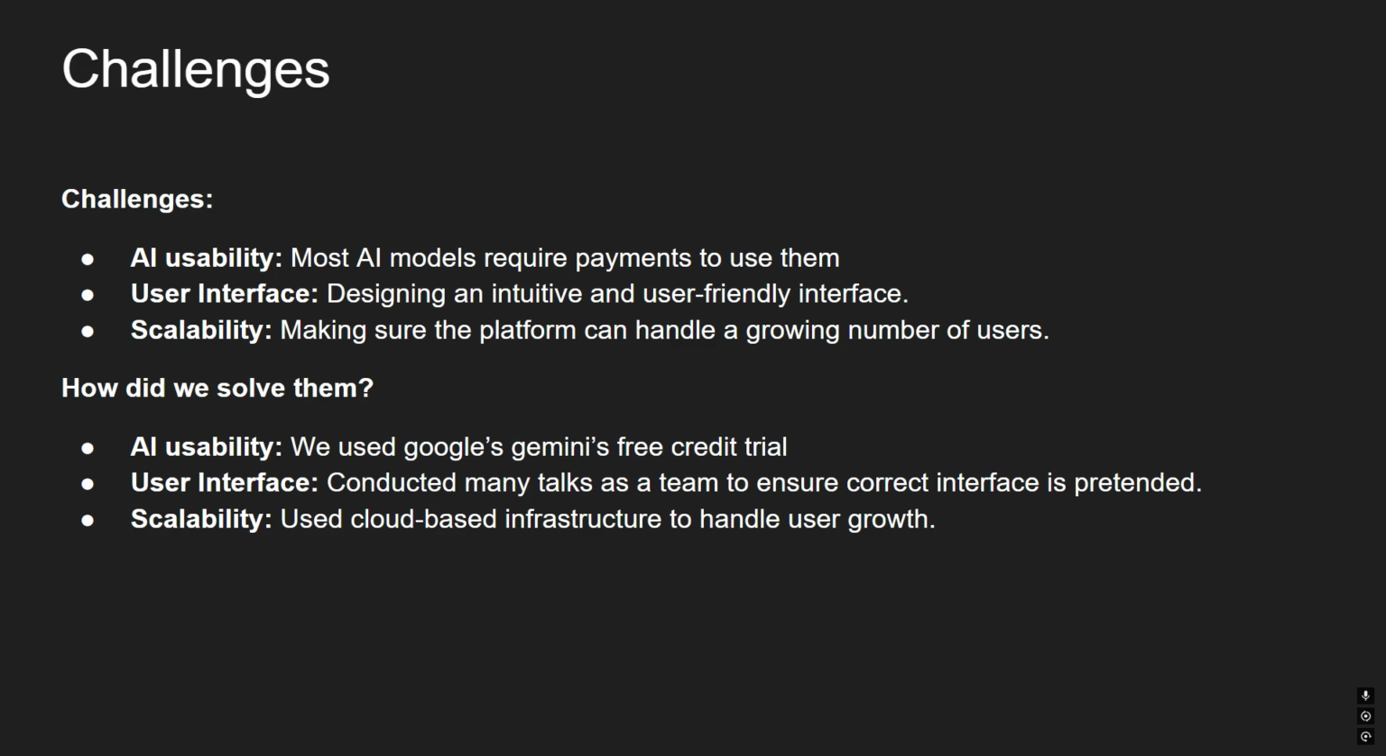How do we solve these issues? Well, for AI usability, with Google Gemini or with Google Cloud in general, you get $153 credits on an account when you create a new account. And since none of us had used Google Cloud before, one of us created an account and used it to get some free credits to create this app.